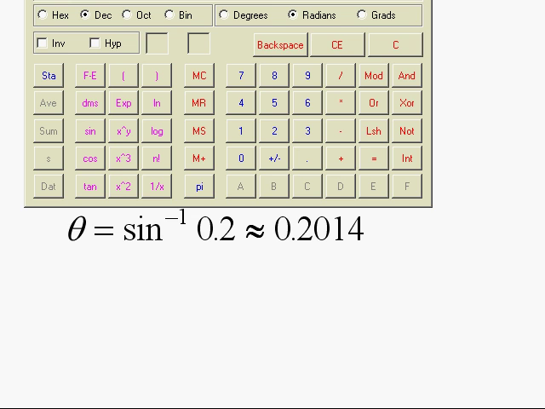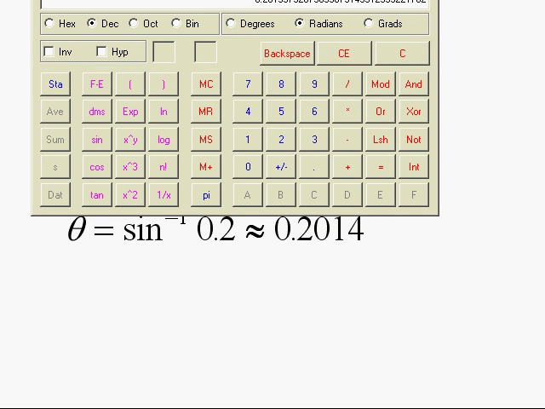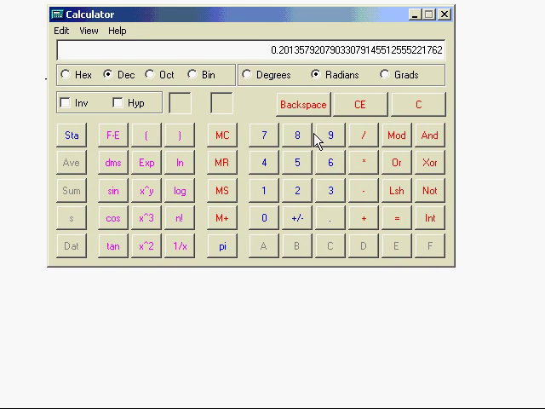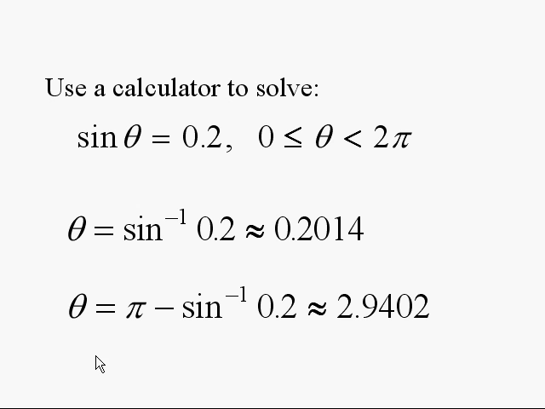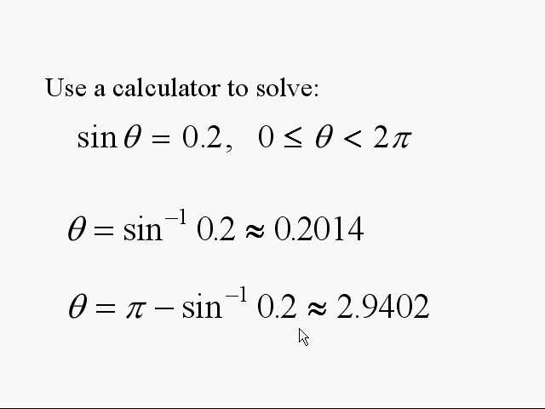Now the point is that when you've got a value that works, this is an angle that works in quadrant 1, but there is another angle that would be appropriate to use in quadrant 2. Pi minus that angle is an angle in quadrant 2, which also has sine equal to 0.2. So this 2.9402 is another possible choice. Let me show you from the calculator.